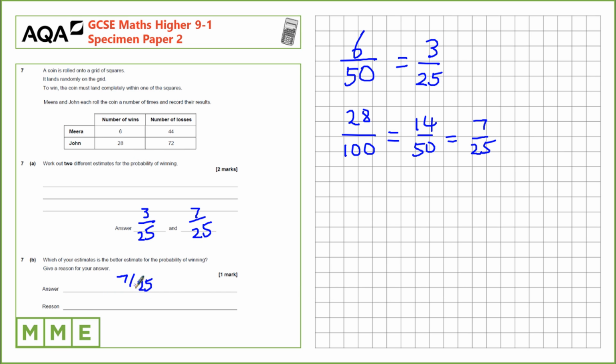So it's 7 over 25 because a larger sample was used.